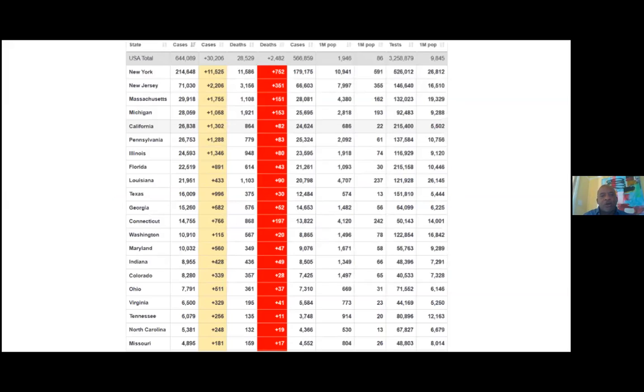And as everyone knows, New York is the epicenter with over 200,000 cases, 752 people died in New York yesterday. Other states that they talk about are here, Massachusetts. And so again, these are just the raw numbers. But I do want to bring your attention to the right side over here. There's data on tests and tests per million population.